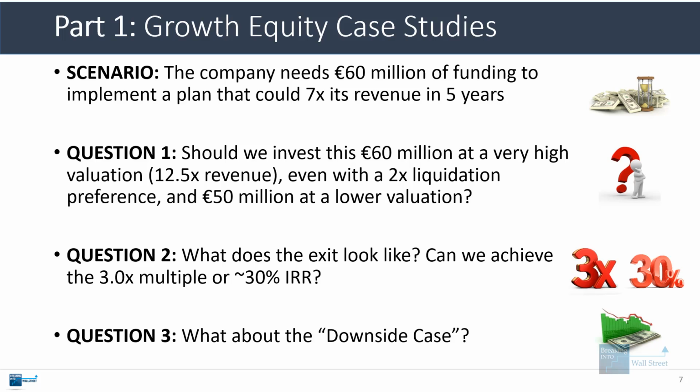And then the third question here is, what does the downside case look like? Because you always have to think about that. What if things don't go according to plan? What if the growth is slower than expected? What if it takes more money to get there? What do the numbers look like if we run into that case?